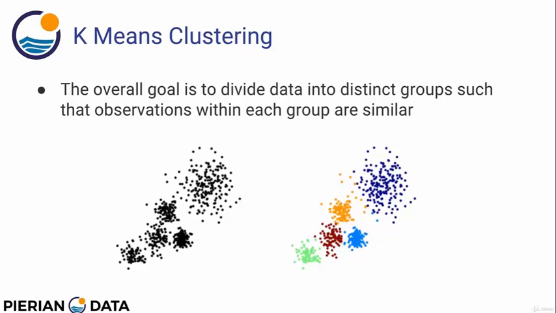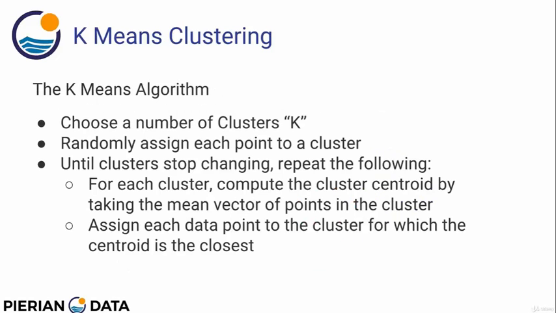The overall goal is to divide data into distinct groups such that observations within each group are similar. Here you can see a diagram of unlabeled training data and K-means clustering trying to cluster the data into 5 distinct colored clusters here.